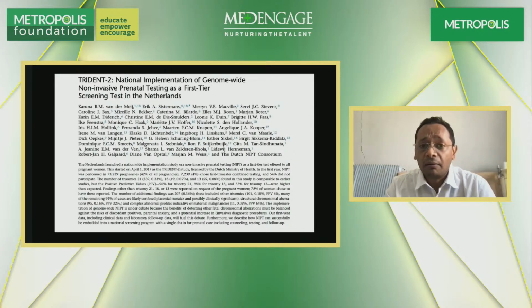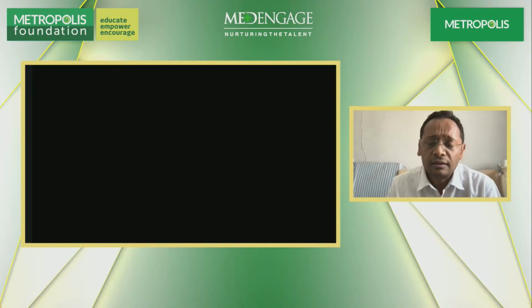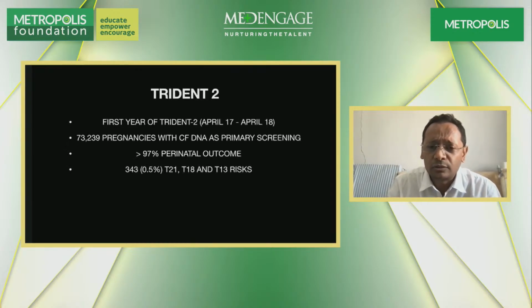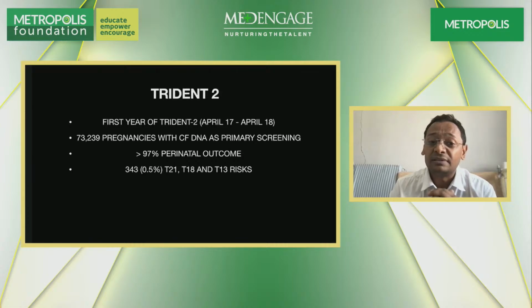Okay, coming on to one of the most interesting research papers that has been published. It's called the TRIDENT-2 study, which was done from the 1st of April 2017 to 2018. In this study, 73,239 pregnancies were tested for cell-free DNA as a primary screening modality, and more than 97% perinatal outcome was achieved, which is a very good study.